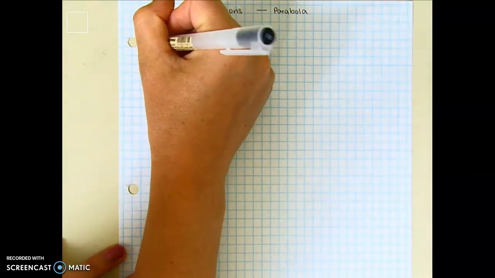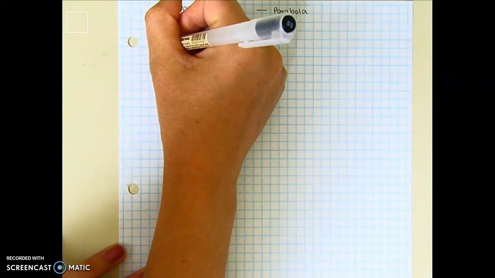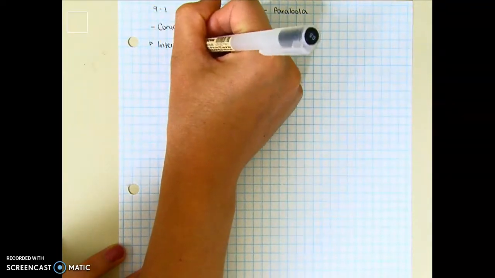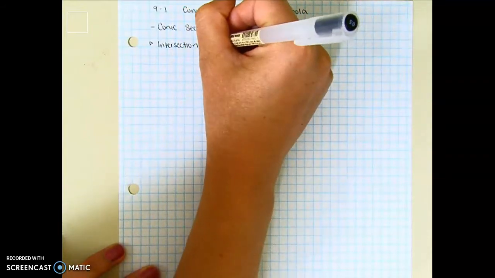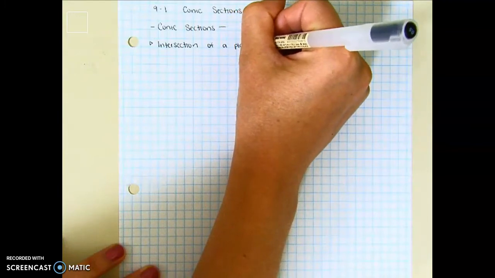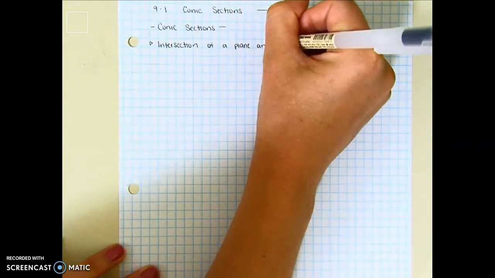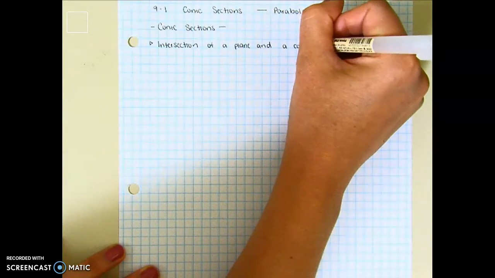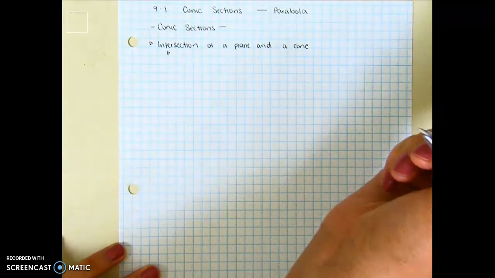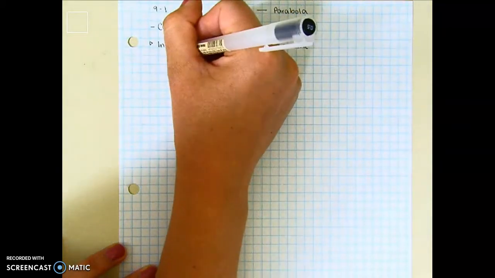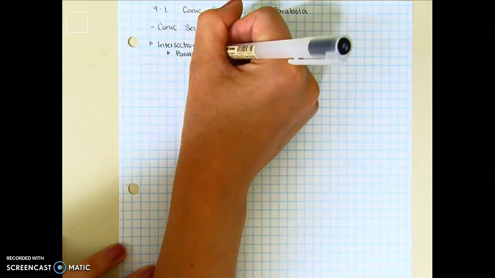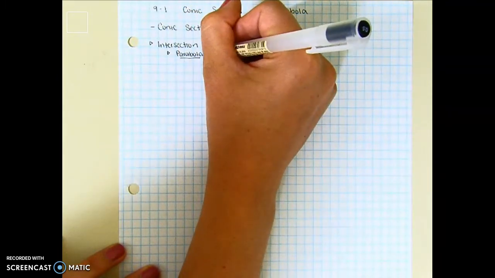So a conic section is the intersection of a plane and a cone. There are a few different types of conic sections. The first one is parabolas. And that's going to be our main focus.